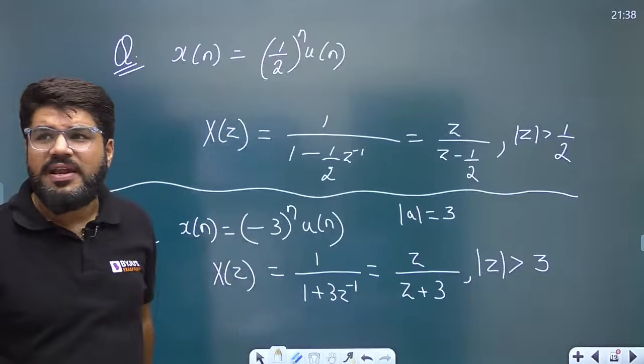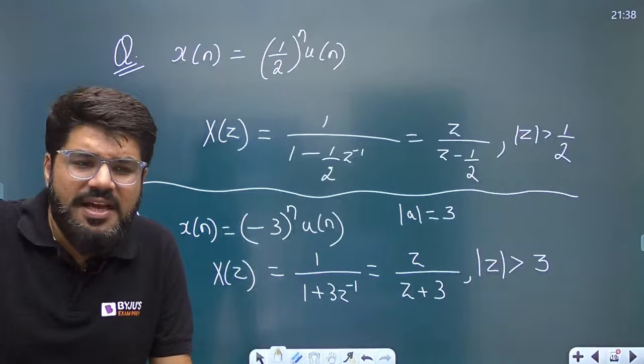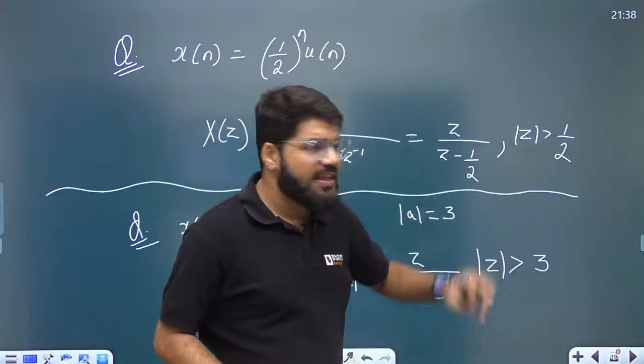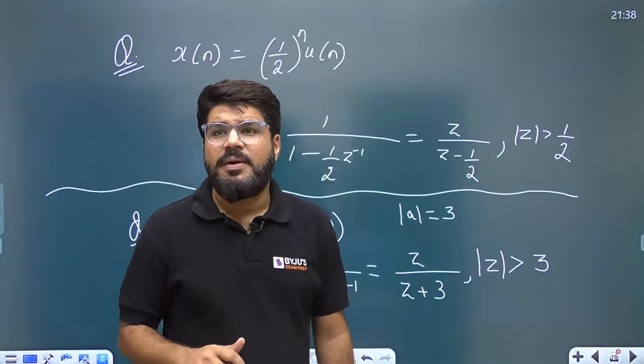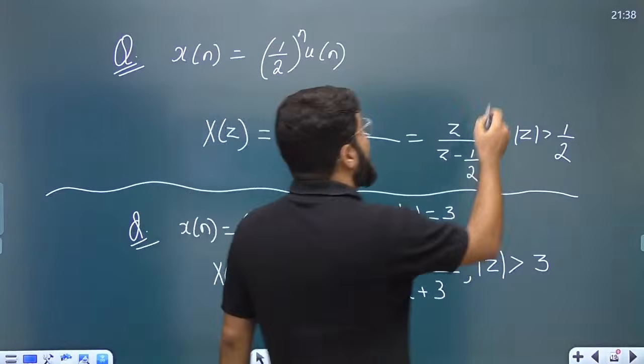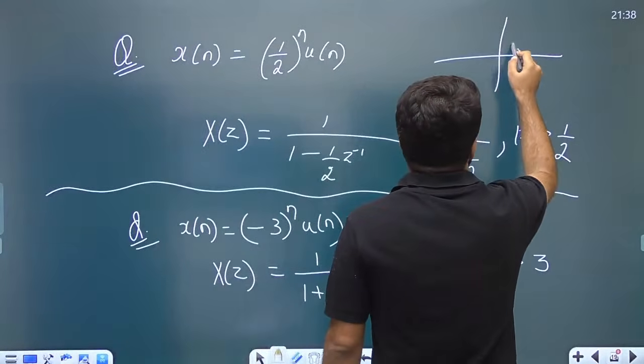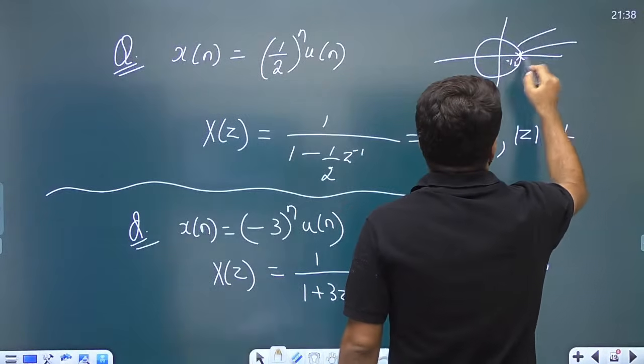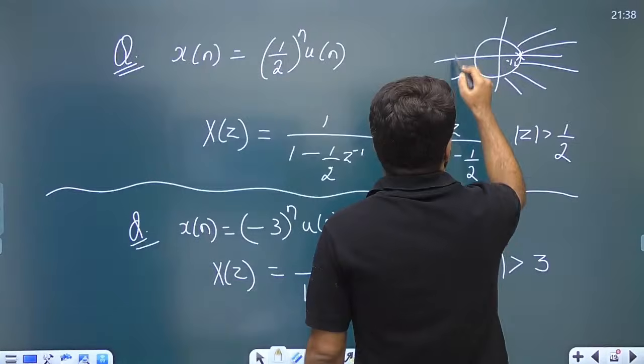x[n] equal to half power n u[n], guys. Listen to me. x[n] is half power n u[n], whose Z transform we already calculated. Mod Z greater than 1 by 2. So can the mod Z be equal to 1? Pay attention. Mod Z greater than 1 by 2. Pole is 1 by 2 and mod Z should be greater than 1 by 2. Right?